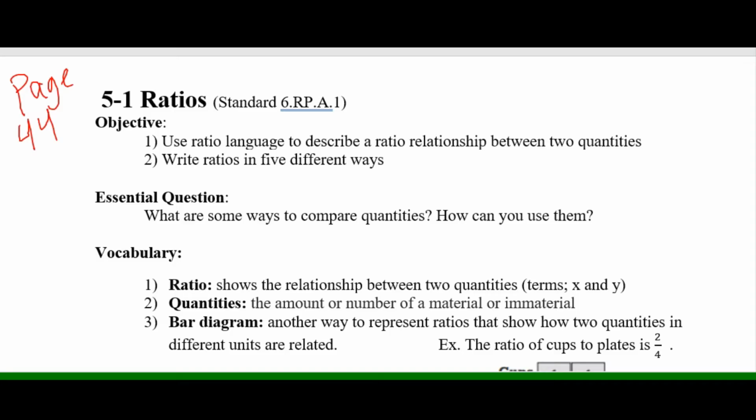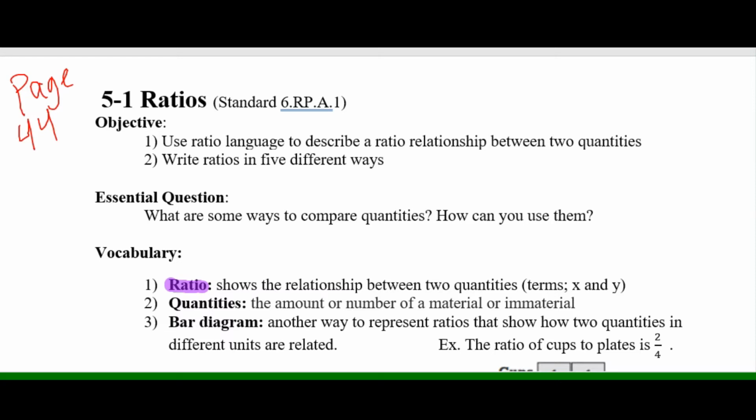Now, the Louisiana Standard focus on 3 ways, but why not just talk about it in all 5 ways right now? And some important vocabulary words, grab your highlighter. What is a ratio? A ratio shows the relationship between two quantities, x and y. So let's say we have 5 boys in the class and 6 girls in the class. So the ratio of boys and girls will be 5 to 6.